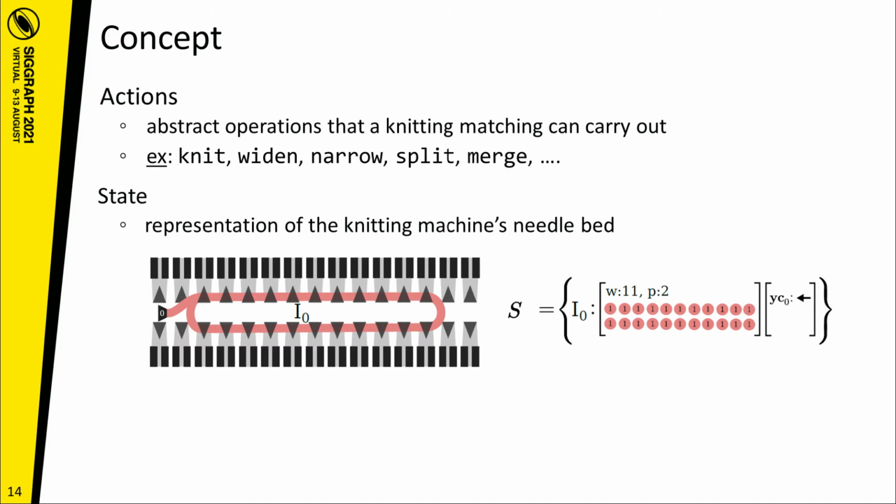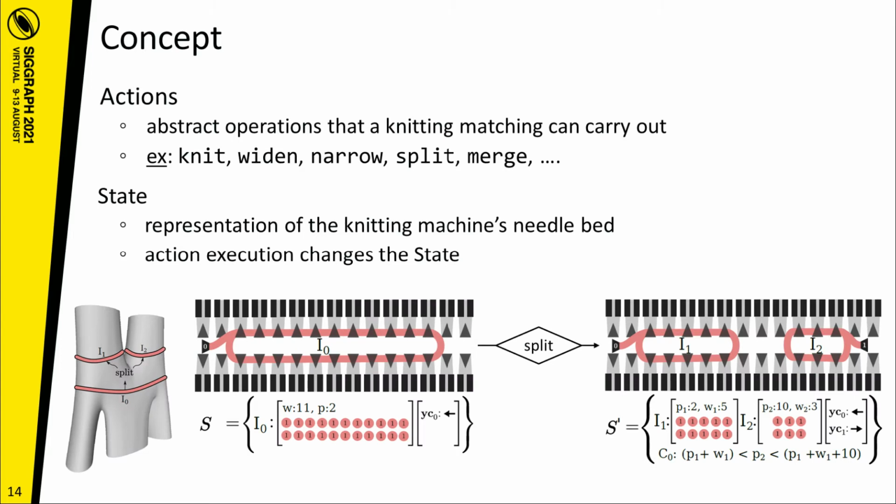In order to keep track of the changes that are happening on the needle bed during the knitting operation, we encode this information with a state structure. In this structure, we store a list of contiguous needles containing one loop that we call islands, as well as the position of the last direction of the active yarn carriers. In this context, each action executed by the machine would change the state of the needle bed. For example, here, we can see that a split action divides the island into two and activates another yarn carrier.